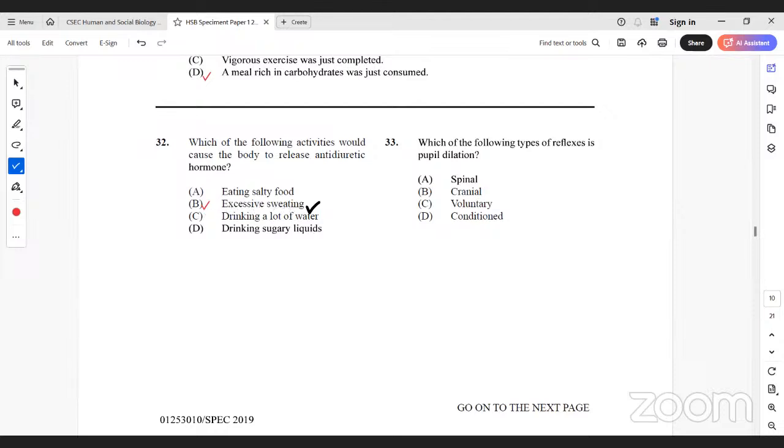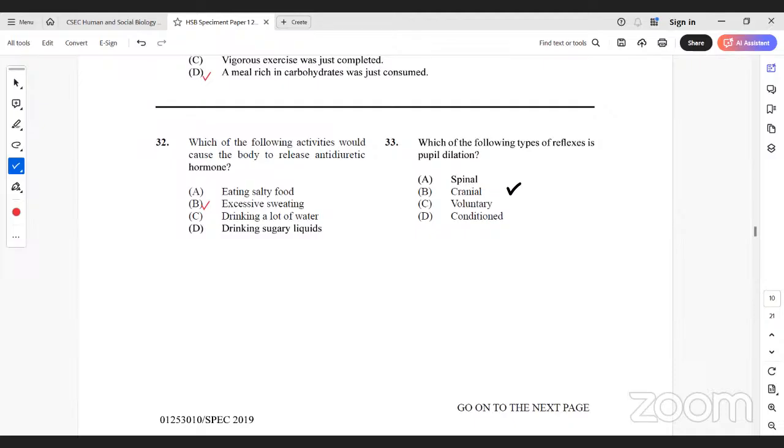So B is the better answer, all right? It's better than A, all right? So I hope persons are seeing that. If you are drinking a lot of water, so it can't be C, right? If you are drinking a lot of water, you are okay. You don't need to conserve water, you actually want to lose some water. All right.